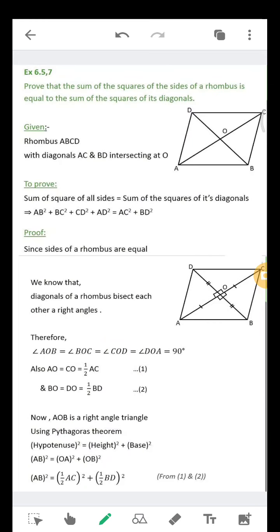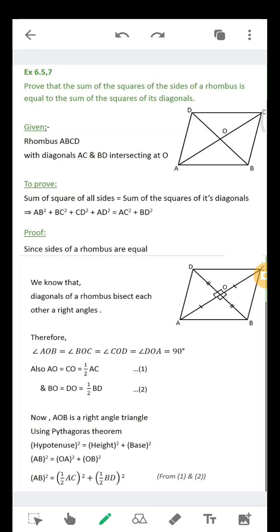Now in this question we have to prove that the sum of the squares of the sides of a rhombus is equal to the sum of the squares of its diagonals. So, very interesting question here. ABCD is a rhombus with diagonals AC and BD intersecting each other at O.